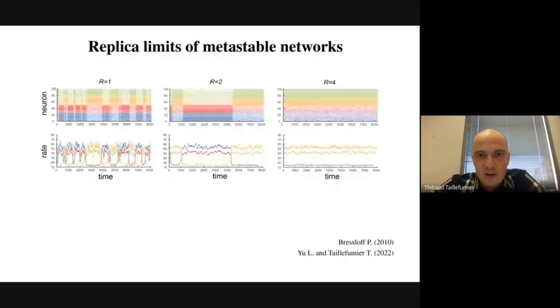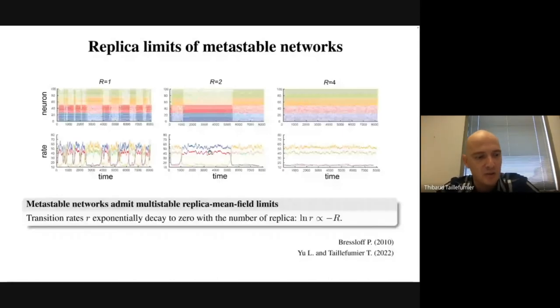And so as a result, if you take the full replica limit, that means when R goes to infinity, you should expect the metastable network to become multistable. Multistable in the sense that you're going to have many stable states, but you're going to stay stuck there. And that's a similar observation to the one that has been observed for the classical mean field limit of a metastable system by Brasov and others. And we should not be surprised, because again, transition rates depend on the finite size of the system. So if I make my system much bigger, I'm going to impact my transition rate. And in this case, I'm going to make them vanish. Okay, so that's going to be a problem. But at least I can hope that I still capture the identity of the quasi-stationary state that I'm visiting.